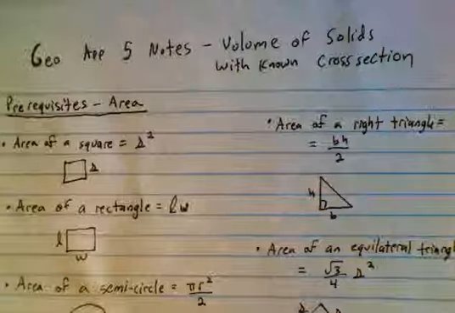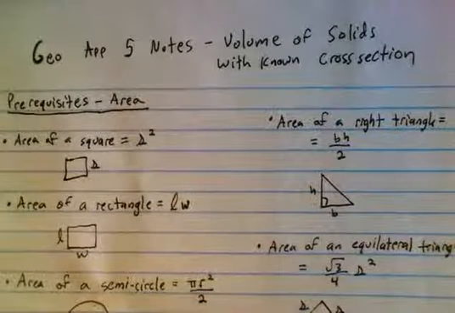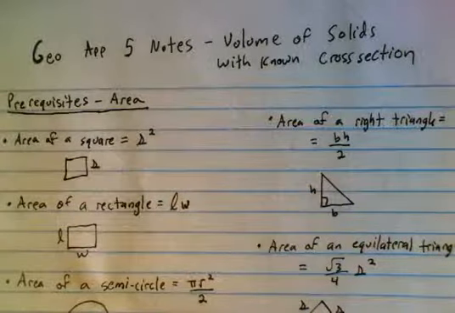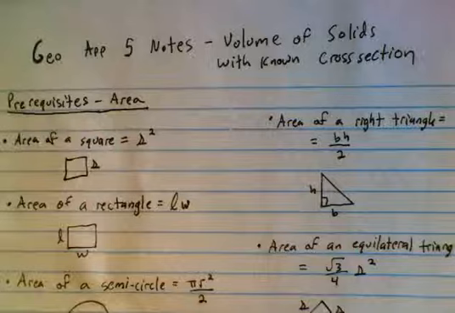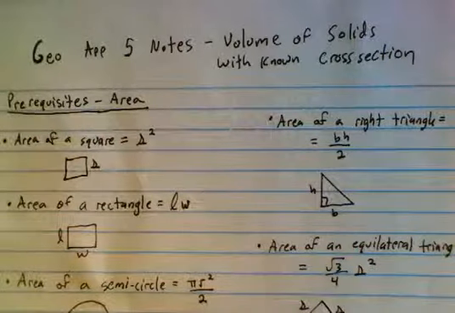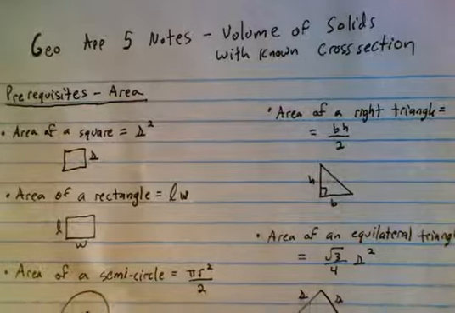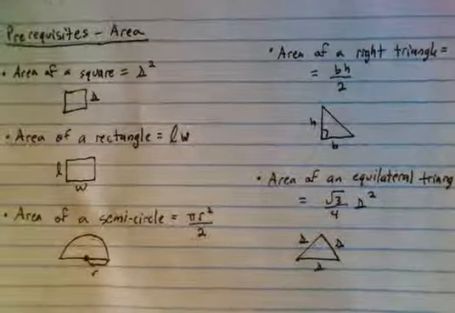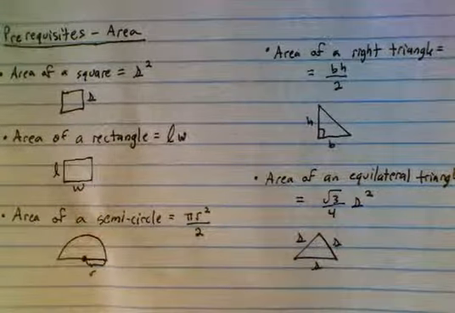So there are a couple of prerequisites that you should write down. By the end of this lesson, we should be able to find the volume of solids with a known cross-section. But before we do that, we have to know some basic areas and volumes in a non-calculus manner. So make sure you have all these prerequisites written down. Most of them you know.